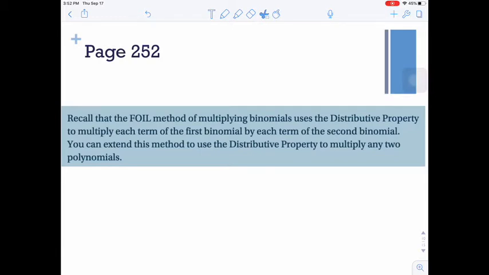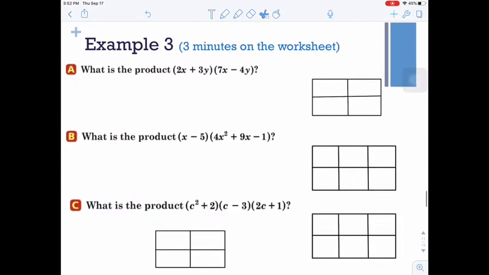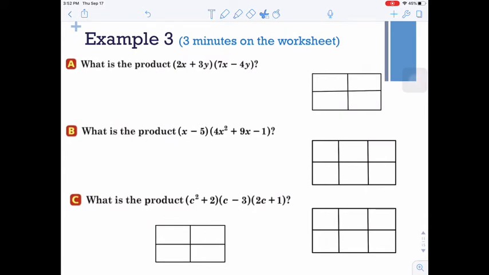I don't like FOIL. I don't like when they say they use the distributive property and then don't show you any steps. So I like the box method, like I taught you guys with factoring. Fun fact, it works both ways. So we can use it to multiply polynomials, and it's actually pretty easy to visualize.